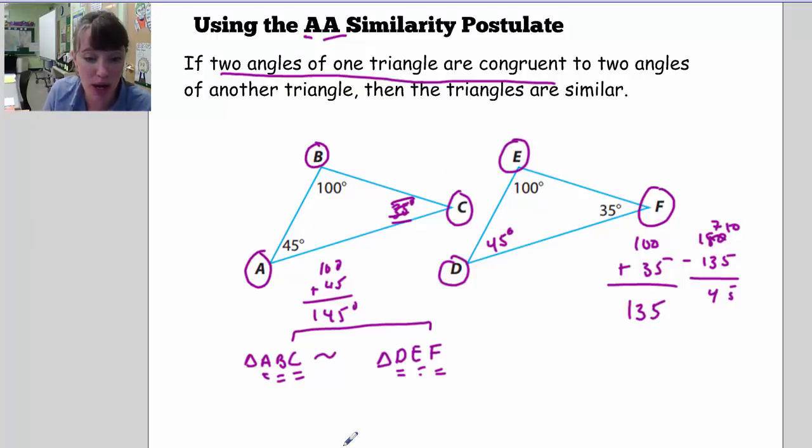If I know that two angles are congruent, so here, if I know that these two angles are congruent, then the third one has to be 35 because of the angle sum theorem, right? All angles add up to 180 degrees inside of a triangle. So if two of them are congruent, then I know the third one is. And if I know all three angles are congruent, then I know the triangles are similar, okay?